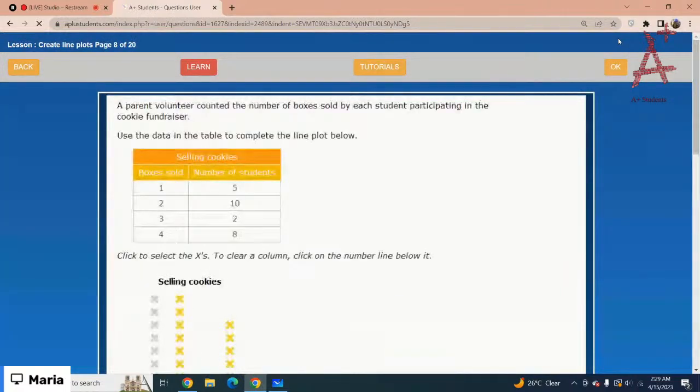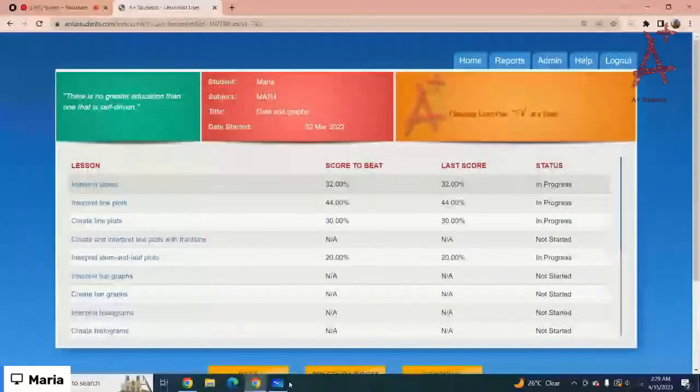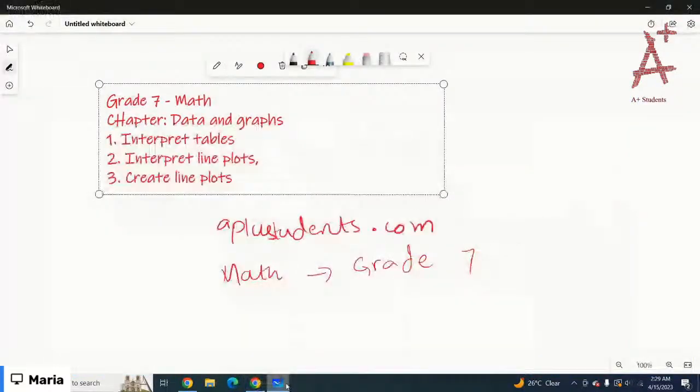Got it, everyone? If you have any question related to the graph, you can ask. We're done with the test. You can complete the lesson by yourself later today. We were working on grade 7 maths, on the chapter data and graphs. The lessons we have covered today are interpret tables, interpret line plots, create line plots. Please make sure before the next session you complete all the test questions for the lessons we did today. If you need more help with any of the lessons, you can contact any tutor on Skype. They are available from Monday to Friday, 5 to 9.